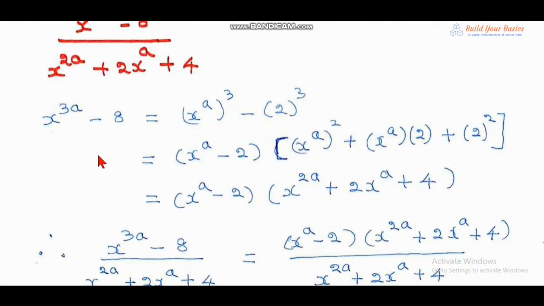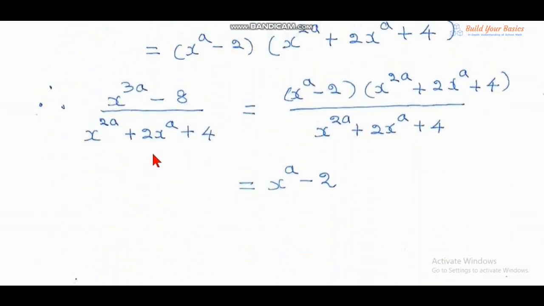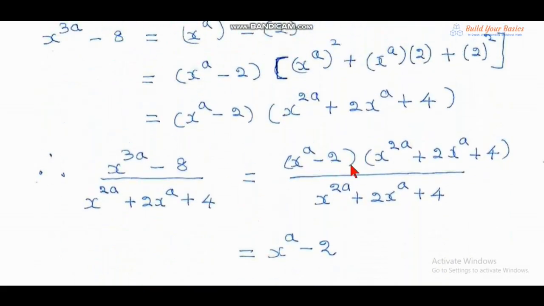So the given fraction becomes x to the power of a minus 2 into x to the power of 2a plus 2x to the power of a plus 4, whole divided by x to the power of 2a plus 2 into x to the power of a plus 4. Now these two factors get cancelled. We are left with x to the power of a minus 2, that is the reduced form. So we have the fraction reduced to the simplest form. So the problem is done.